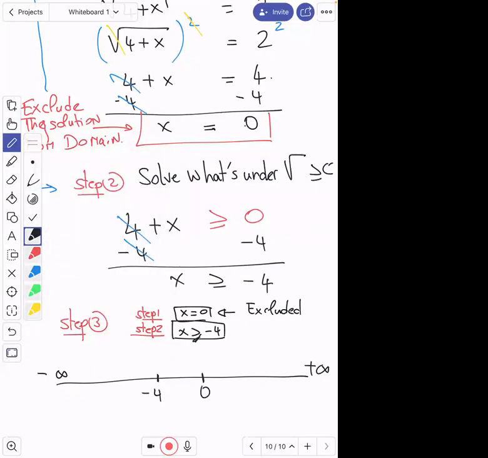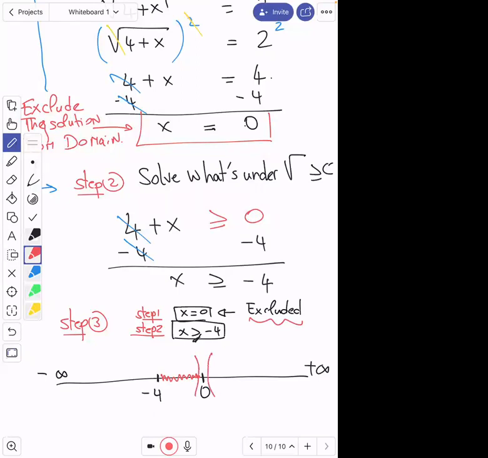All right, so from step number 2, what I'm saying is my x is larger or equal to -4. So that'll be the right side of -4, but from the first step, we have to exclude x equal to 0, right? So when you arrive at x equal to 0, we have to exclude it. So here's x equal to 0, excluded, right?